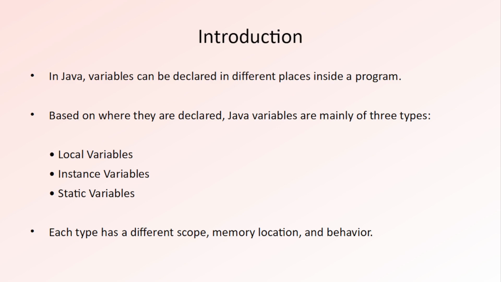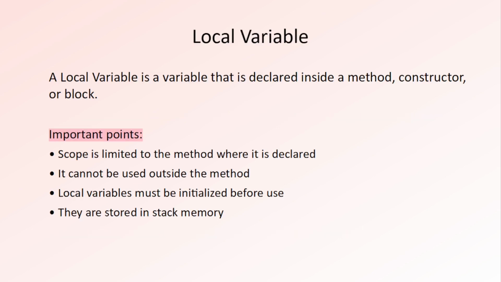Variables can be declared in different places, and based on that, they behave differently. In Java, variables are mainly of three types: local variables, instance variables, and static variables. Each of them has different scope, memory location, and usage. So in this video, we'll understand what they are, when to use them, and see practical examples. Now let's start with local variables.